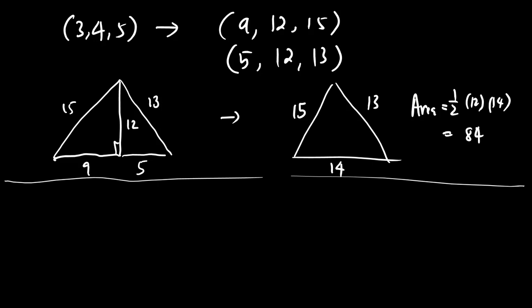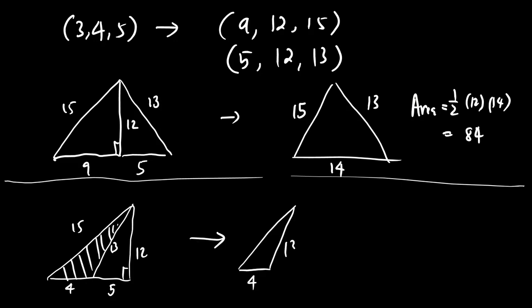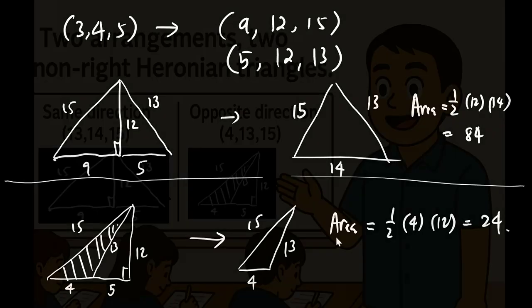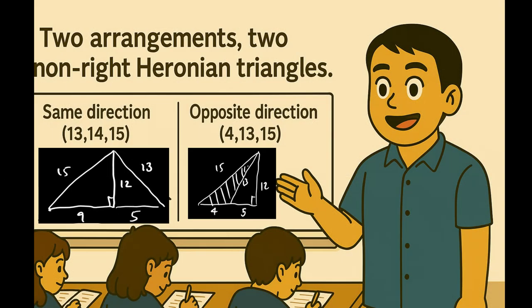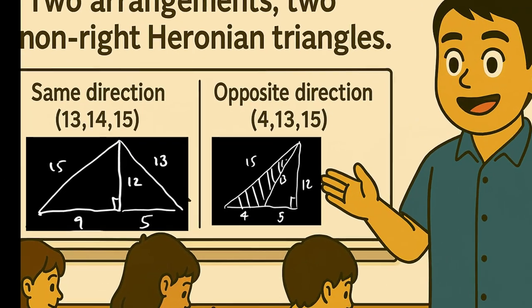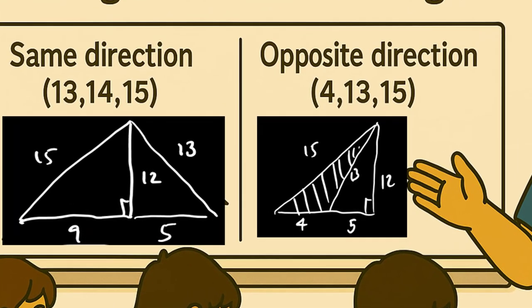Using the same two triangles, instead of taking 9, 12, 15, we can actually cut off the 5, 12, 13, and this leaves a 4. So 4, 13, 15 is also another Heronian triangle. Of course, the area now equals half of 4 and 12, that is 24. So in conclusion, we either glue along a common height or cut out the smaller triangle.